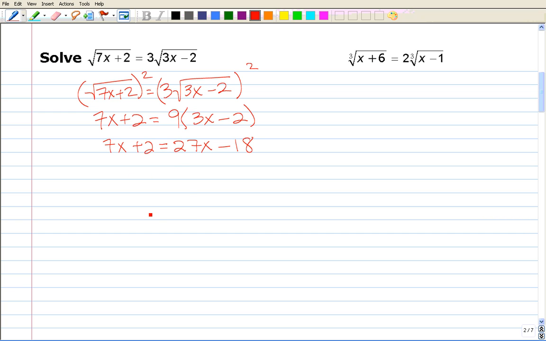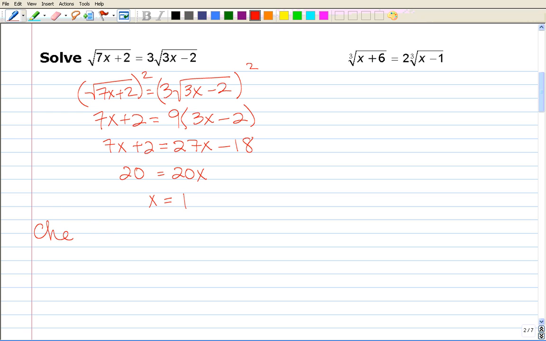Now I can solve for x. If I subtract 7x from both sides, I'll get a 20x over here. And if I add 18 to both sides, I'll get a 20 over here. Then divide both sides by 20. So I'll get x equals 1.